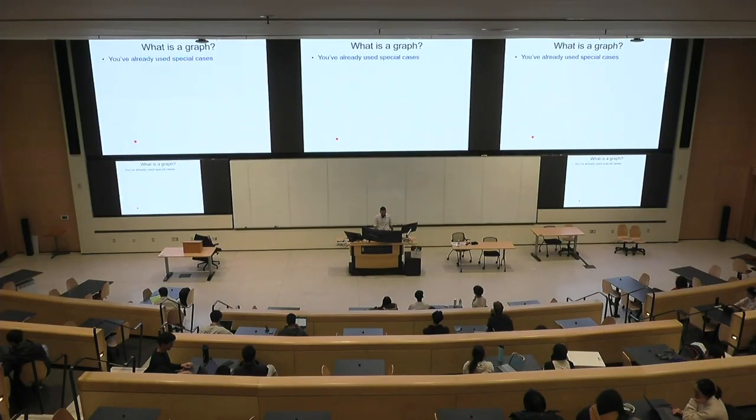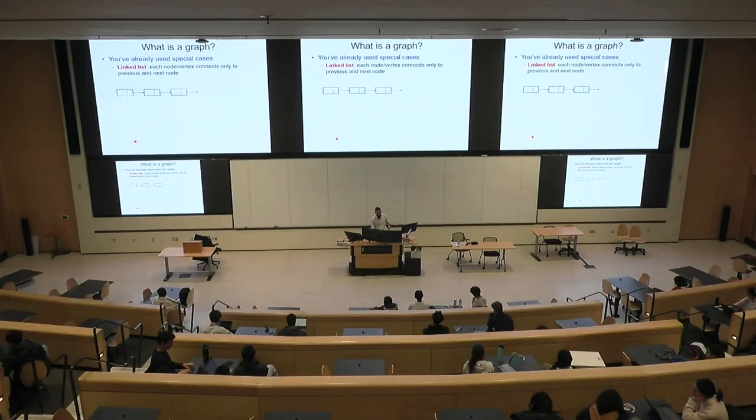Okay, so what is a graph? You've already probably used special cases of graphs before in 244, for example, a linked list. Each node, or vertex, only connects to a previous and next node. So basically, here is a vertex or a node, and there is another vertex, and there is an edge between them that connects this next node to this one. At most, there are 2 edges per node in this graph, because you can also connect to the previous node in a doubly linked list, which is more common.